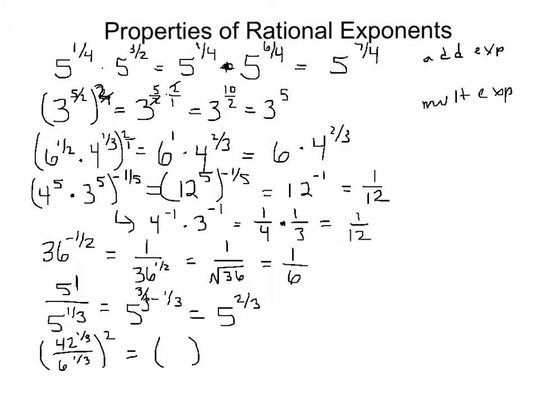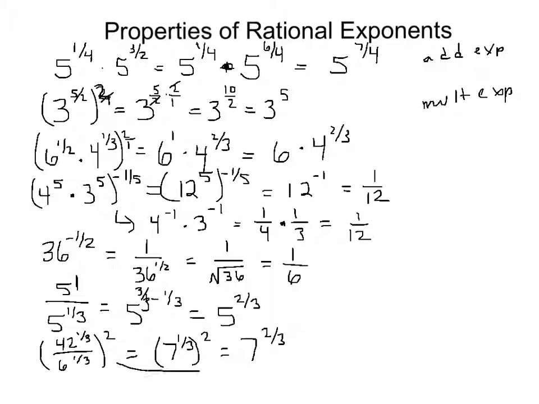So we know that 42 to the 1/3 power and 6 to the 1/3 power have the same exponent, so we can actually do that 42 divided by 6. That leaves us with 7 to the 1/3 power, because 42 divided by 6 is 7, and they both still have that 1/3 power, and then we're going to take that to the power of 2. Here we multiply our exponents, so we end up with 7 to the 2/3 power.